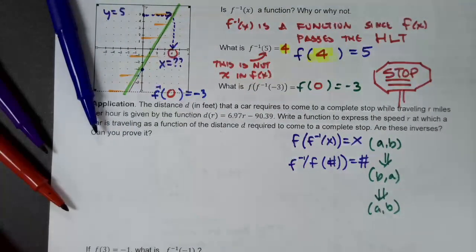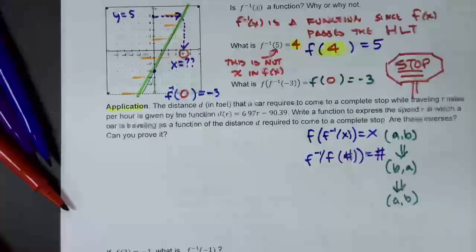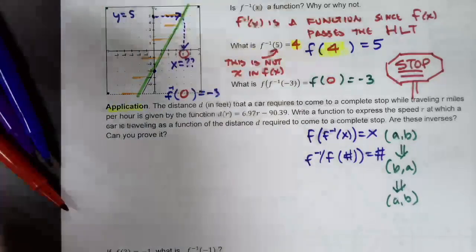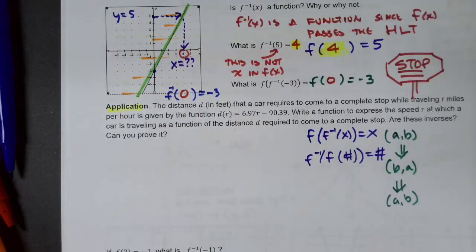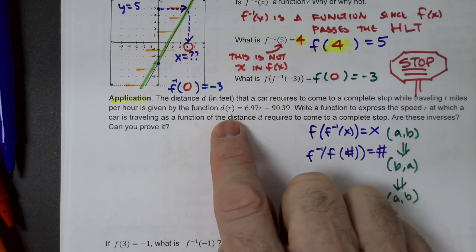Let's do a quick little application on this one. It says the distance d in feet that a car is required to come to a complete stop while traveling r miles per hour is given by this function. Write a function to express the rate r at which a car is traveling as a function of the distance required to complete the stop. And then are these inverses or not. Okay? So, again, what it's telling us is, hey, you're going this fast, this is how far it's going to take you to stop.